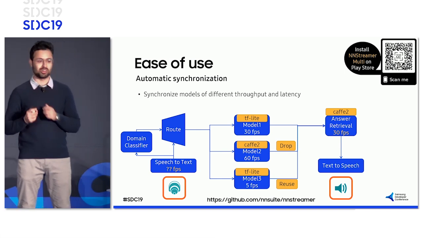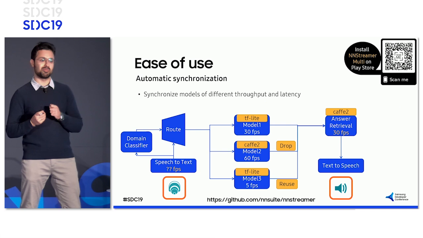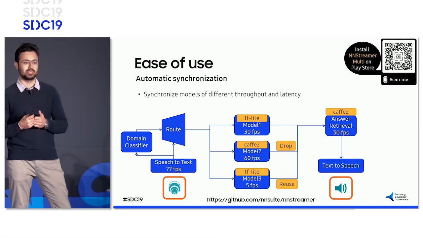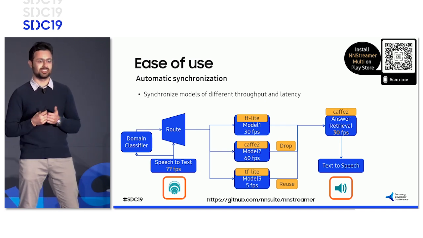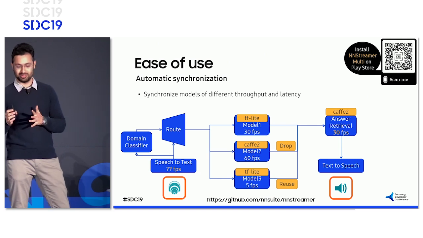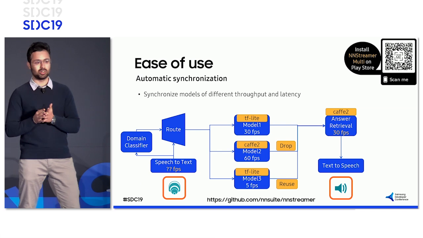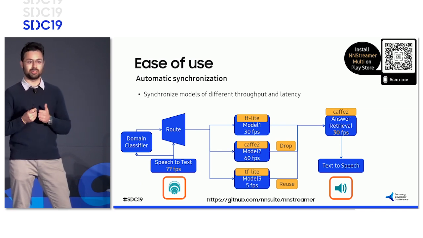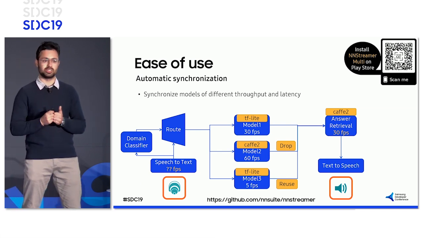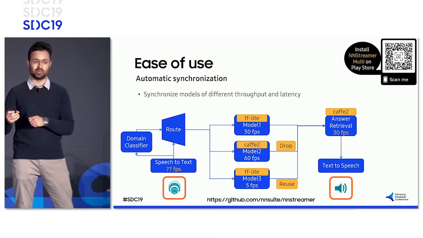However, there is one problem in this. If we look at model 2, we are dropping the frame after it has been processed, so we are wasting our resources. The second problem is that all the elements in the pipeline before these models will be running at 60 frames per second because model 2 is running at 60 frames per second. They have to support this model.